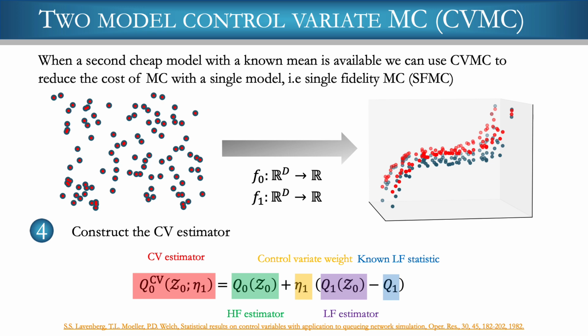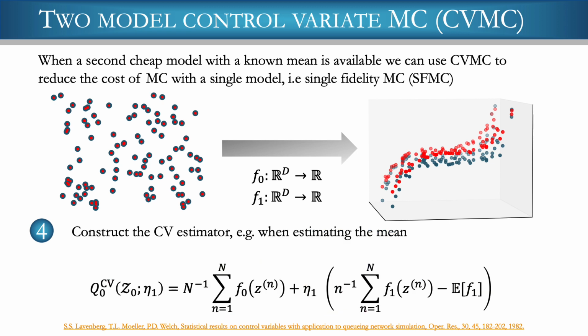The CV estimator consists of a high-fidelity estimate of the statistic Q0 using the sample Z0 plus a weighted correction, which depends on a low-fidelity estimate of the statistic Q1 computed using the samples Z0 and the exact value of the statistic obtained from the low-fidelity model Q1. Here, A/1 is referred to as a control variate weight. For example, when computing the mean of F0, the CV estimator takes the form now shown on the slide.